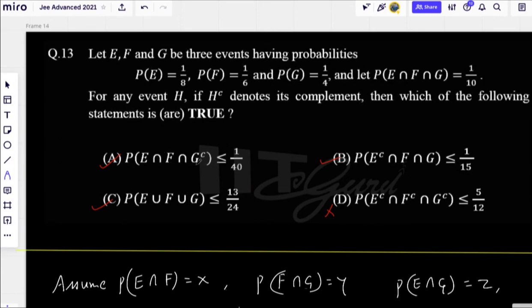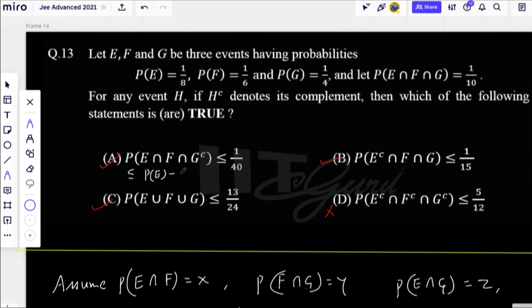So if we go through this way, this can be written like this. We can write this part as less or equal to, if we consider A option, probability of E minus probability of simply G. So probability of E is 1 by 8, and probability of G is 1 by 4.